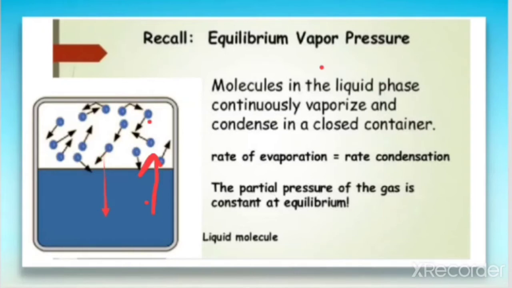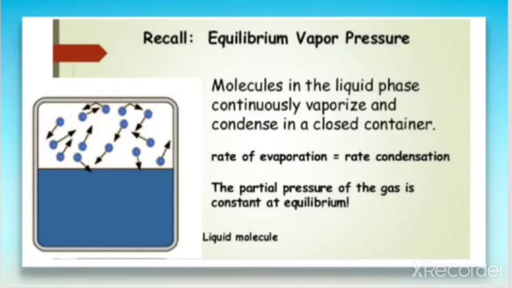So a stage is reached where the rate of evaporation is equal to the rate of condensation. That is, rate of evaporation is equal to rate of condensation. That stage is actually called the equilibrium stage. So we have come up with the word equilibrium. So let us discuss more about equilibrium.